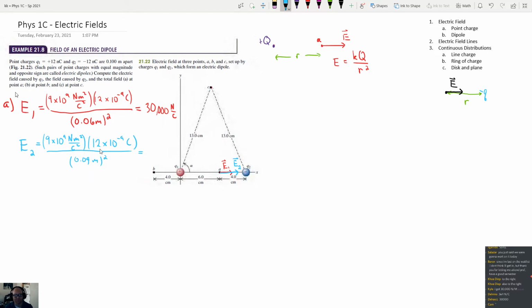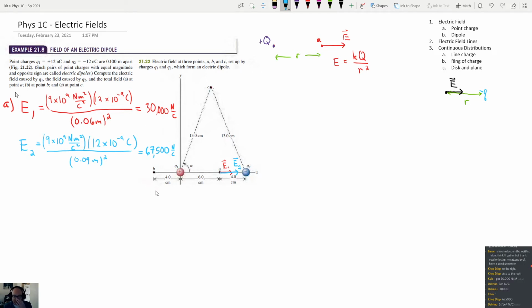And so what do you get for this one then? This one should be bigger. How much bigger? $67,500? Yeah, that's what I get too. Okay. So, there's our two values.